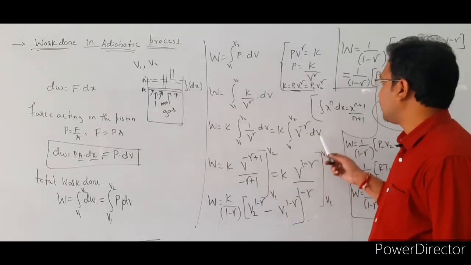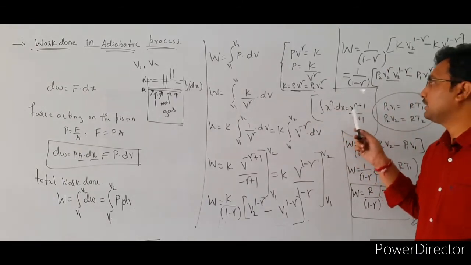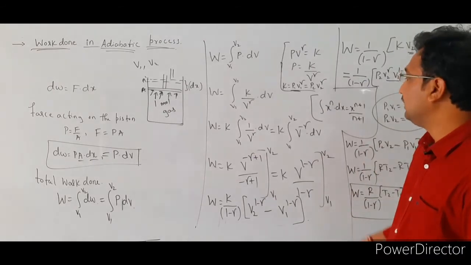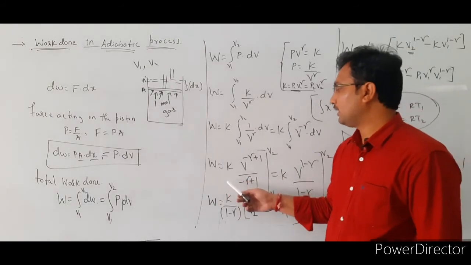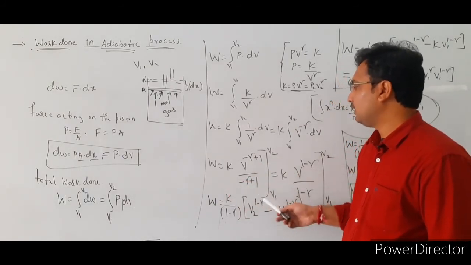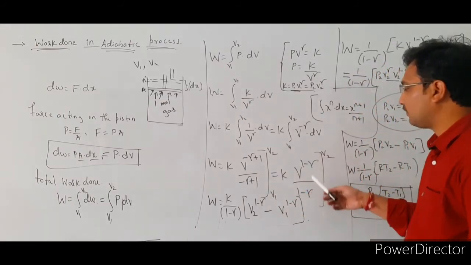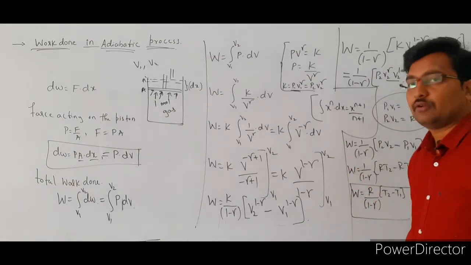So this is in the form of the equation, that is integration of x to the power of n with respect to dx is equal to x to the power of n plus 1 divided by n plus 1. Here n value is minus gamma, right? Okay, then W is equal to K as it is, V to the power of minus gamma plus 1 divided by minus gamma plus 1. We are rearranging this equation, that is equal to K V to the power of 1 minus gamma divided by 1 minus gamma from V1 to V2.